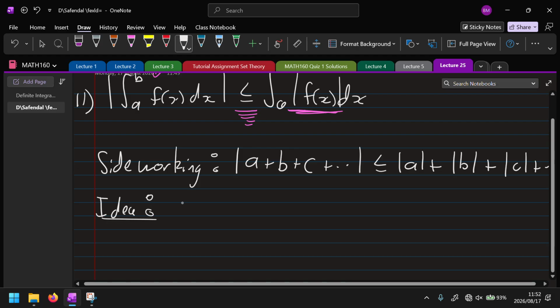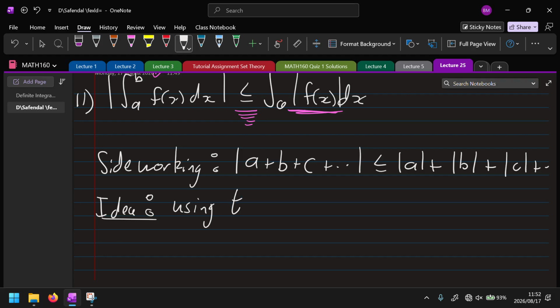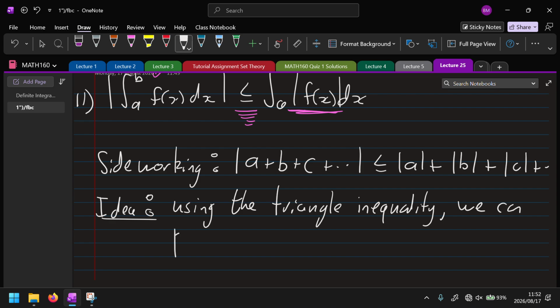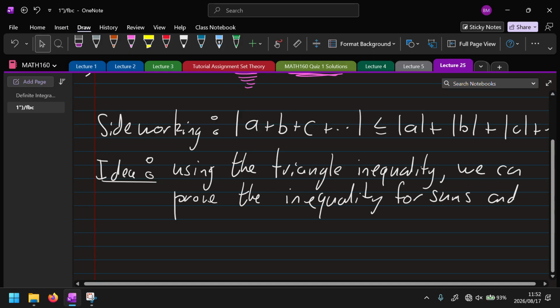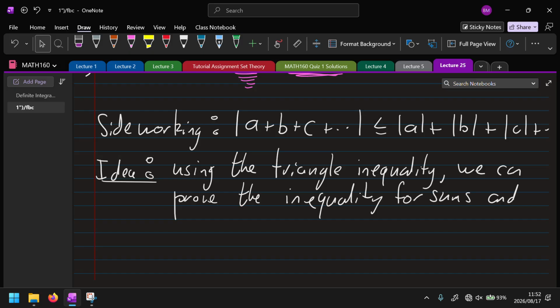So the idea: using the triangle inequality, which we still need to prove, but it's over there, we can prove the inequality for sums, and then take the limit. So we'll prove it for a Riemann sum. Then when we take the limit, we've proven it for a Riemann definite integral.